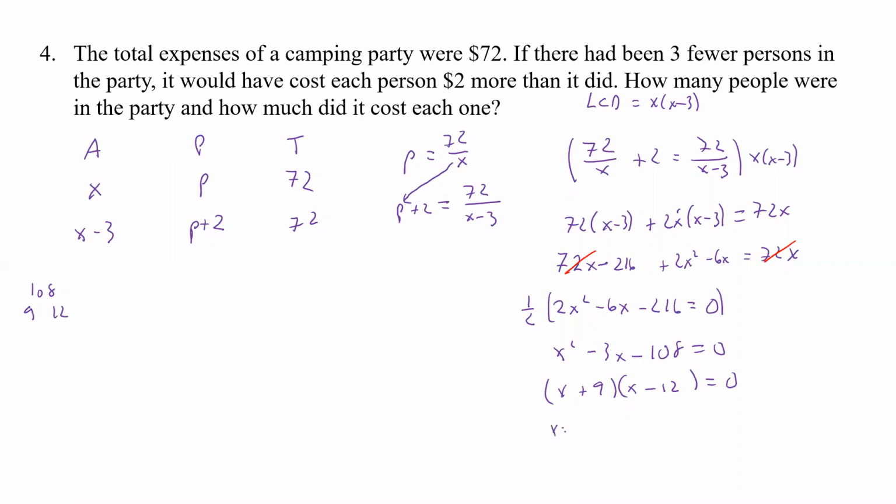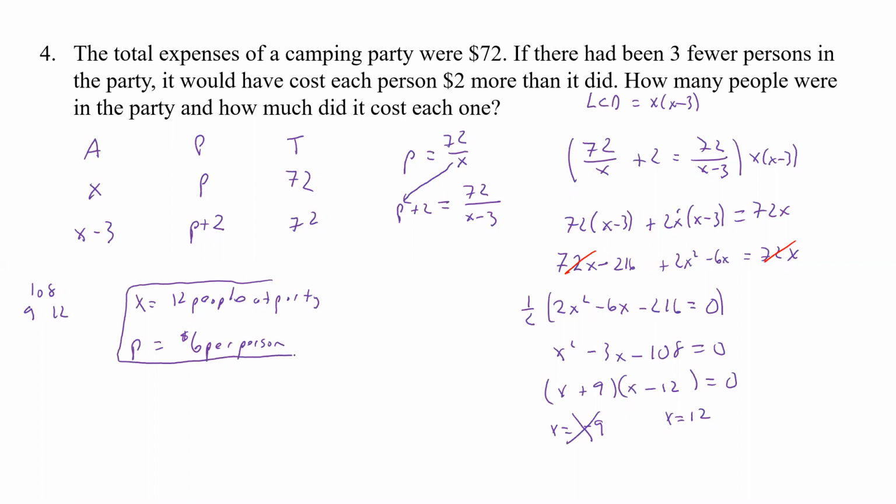Now we set that equal to 0 for each of the factors. In this one, we get x equals negative 9. Here we get x equals 12. Well, we can't have negative 9 people, but we can have x equals 12 people at the party. And it cost each of them, well, 72 divided by the 12 is going to be $6 per person. And those are, again, the 2 key items that they asked for.